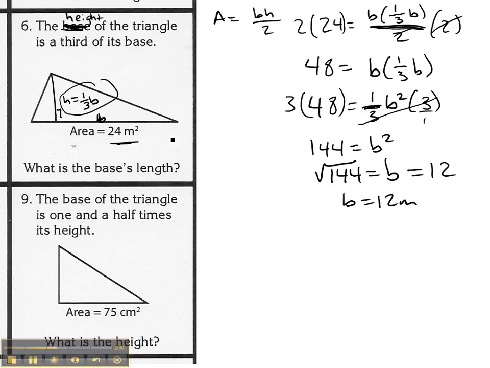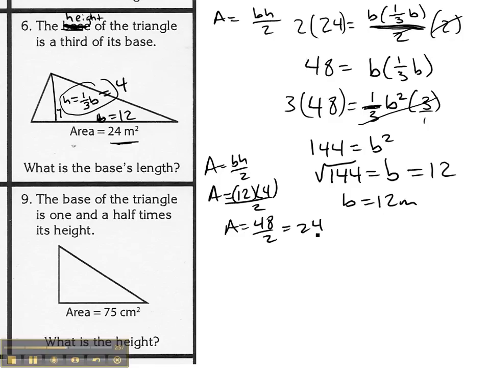And then let's just put that back in to see if that works. b equals 12. The height we said is 1/3 of the base, so 1/3 of 12 is 4. So A equals bh over 2. A equals 12 times 4 over 2. A equals 48 over 2, and that equals 24. And that's what we started with, 24 meters squared. So that works. Base equals 12 meters.